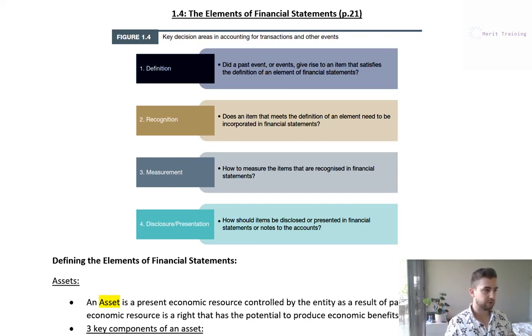Then we can move on to the next one, recognition. So how do we actually recognize it? Do we recognize it on a cost basis? Do we do an uplift to market value? How do we recognize the purchase costs associated with it? Whether you've got interest expenses, you've got installation costs, have you got any transaction costs? Can you actually capitalize it into the cost of the asset, or do you have to expense it? So that's some of the questions that we'll face with recognition.